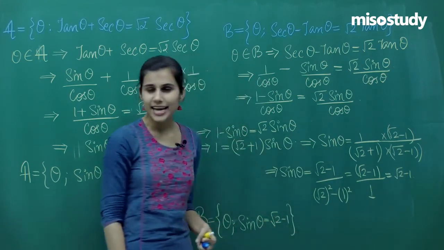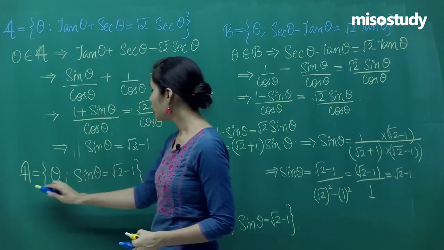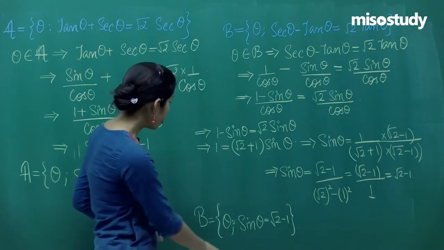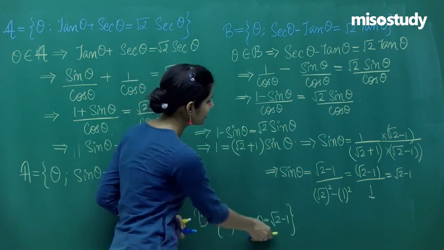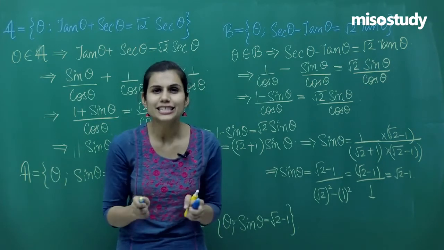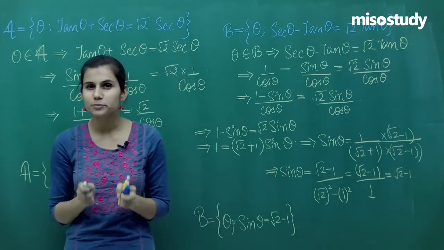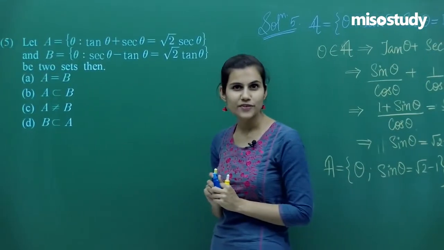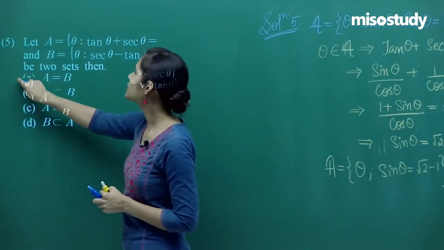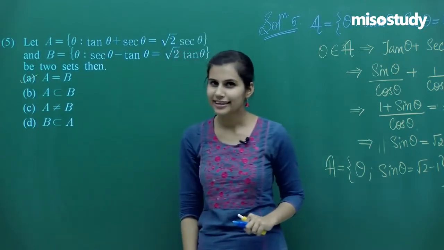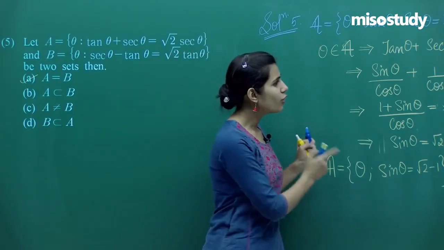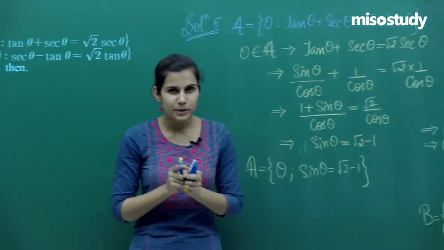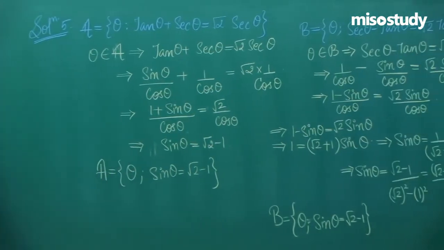What was my set A? Set A was all those thetas such that sine theta is root 2 minus 1. Set B is also all those thetas such that sine theta is root 2 minus 1. This means both my set A and set B are equal sets. So, which is the option which is verifying that? The very first option itself gives me the correct option, and this is how you have to proceed for solving this question. Quickly note this down and be braced up for the next one.